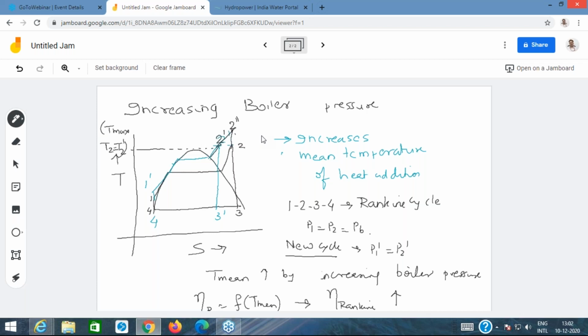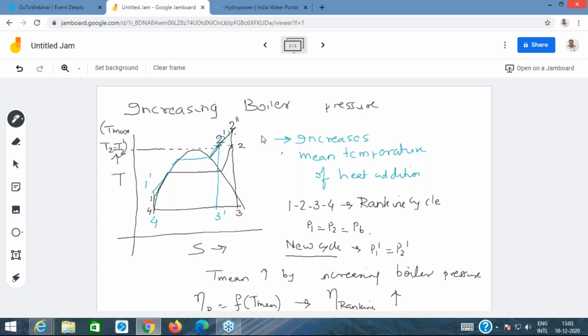Let me repeat this. How do you increase the Rankine cycle efficiency? One is you increase the boiler pressure. By increasing the boiler pressure, your mean temperature of heat addition increases. The second thing is that you increase the superheating, the degree of superheat, right? By degree of superheat, I mean the temperature difference between the temperature of the superheated steam and the corresponding saturation temperature. That is called the degree of superheat.